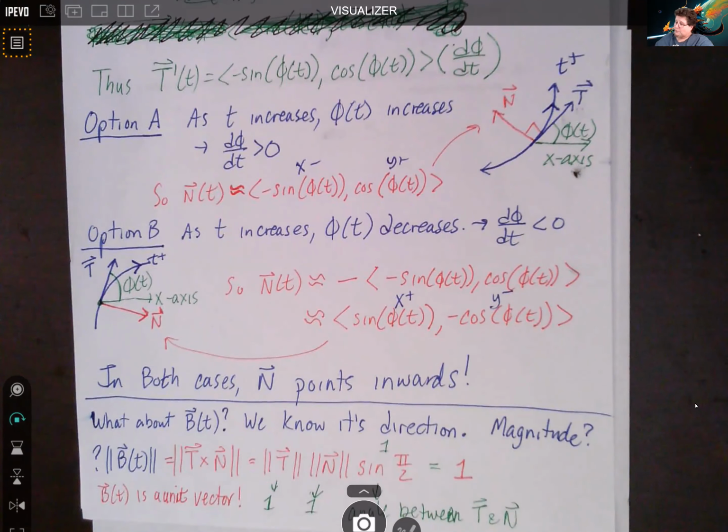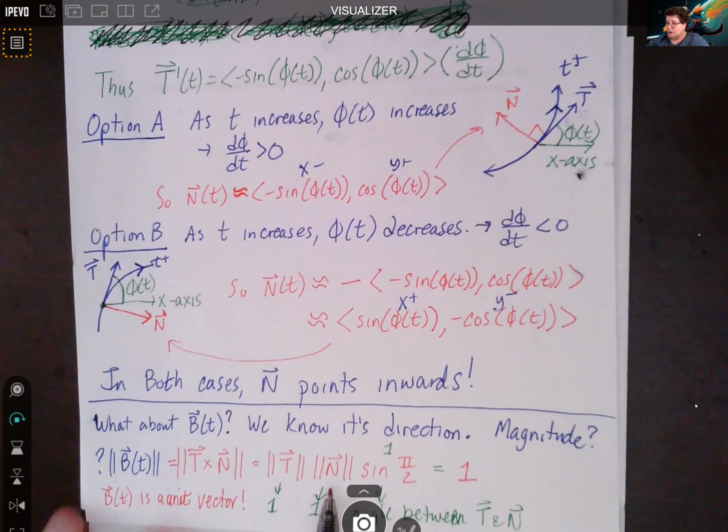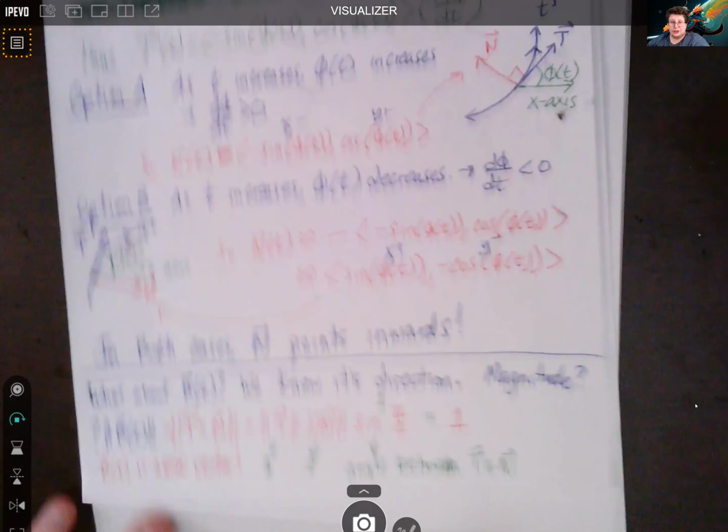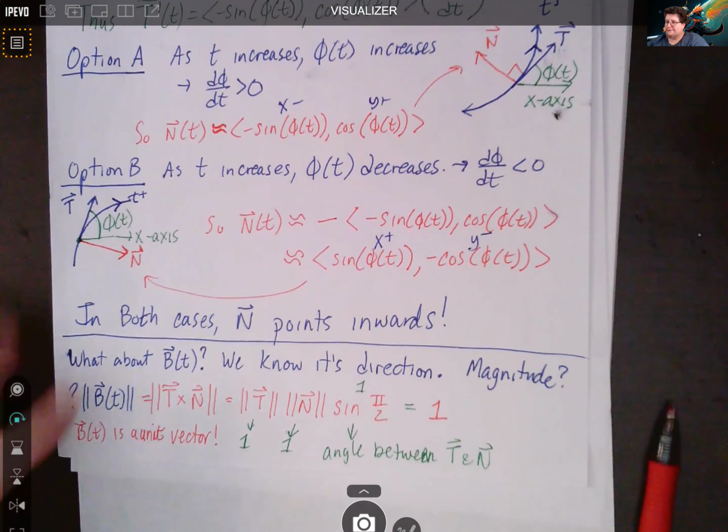And then our third vector, what about B of t? We already know its direction. If we have T and N, we find the cross product. There's only one direction it can point. And as I was telling you earlier, the magnitude is already 1. So that's handy. We don't have to divide it by the magnitude of T cross N because of the cross product formula. Magnitude of A, magnitude of B, sine of the angle between them. Sine of the angle between them is 1. The magnitude of each of these is 1. B is a unit vector. Okay. So that's some interesting information.